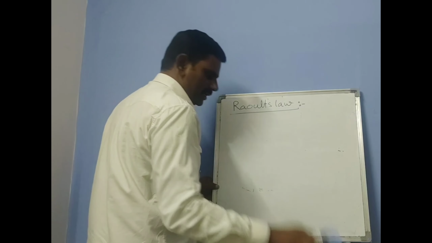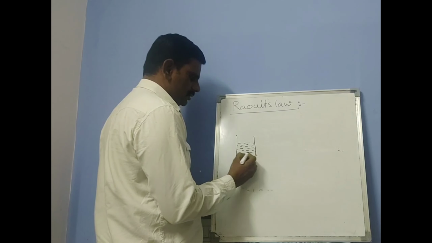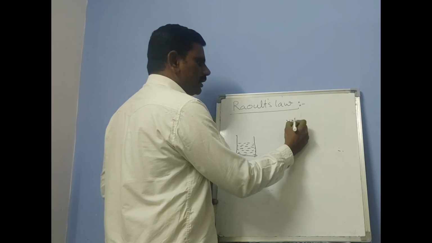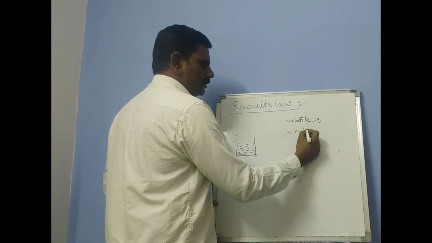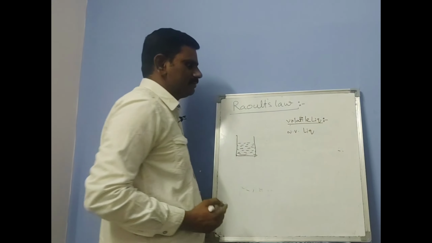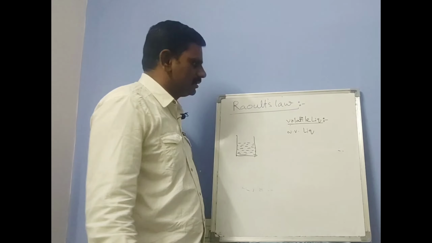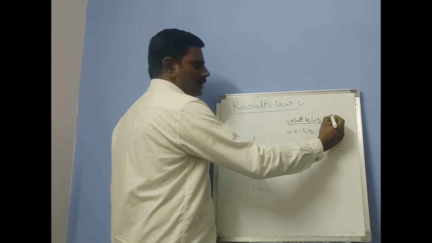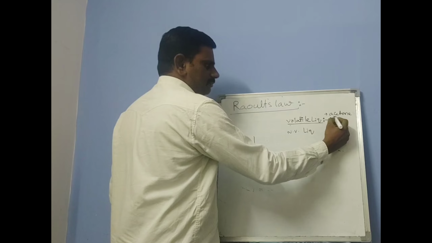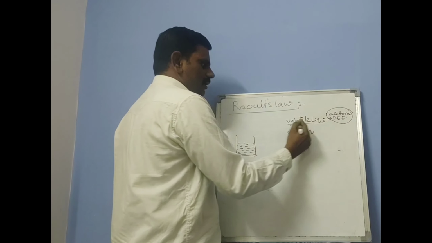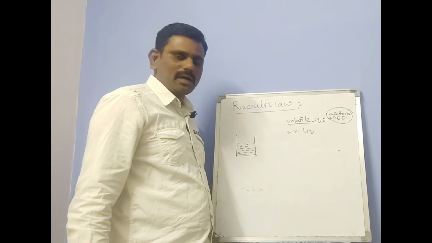Now, see, it is the liquid. Generally liquids are of two types, volatile liquids and non-volatile liquids. Volatile liquids are liquids which have a low boiling point and high vapor pressure, like acetone and diethyl ether. These are volatile liquids. These have a low boiling point and high vapor pressure.